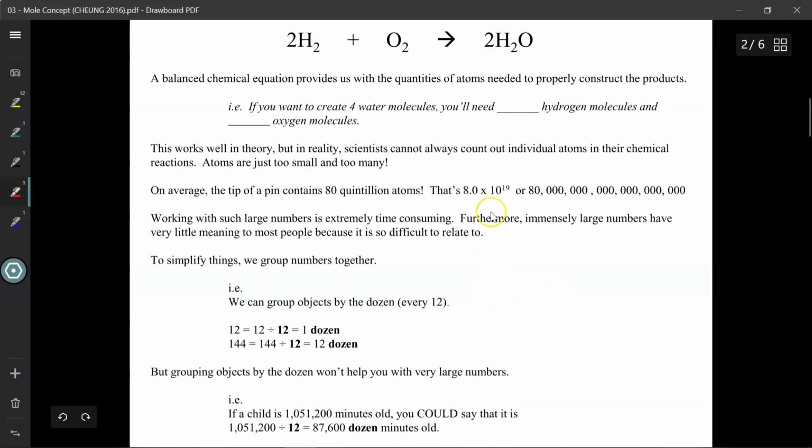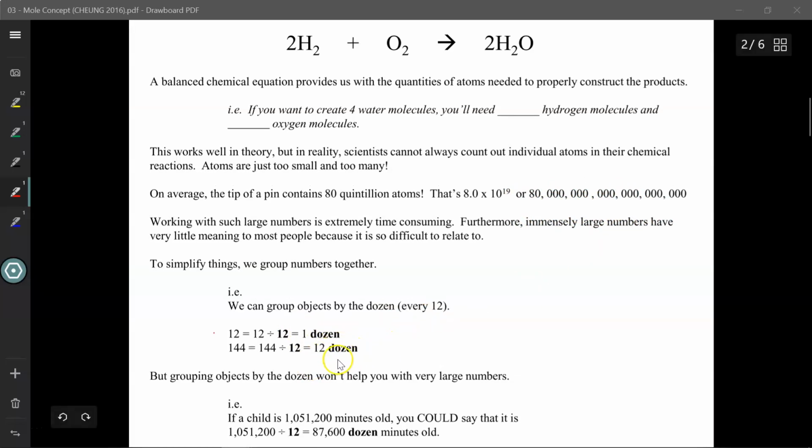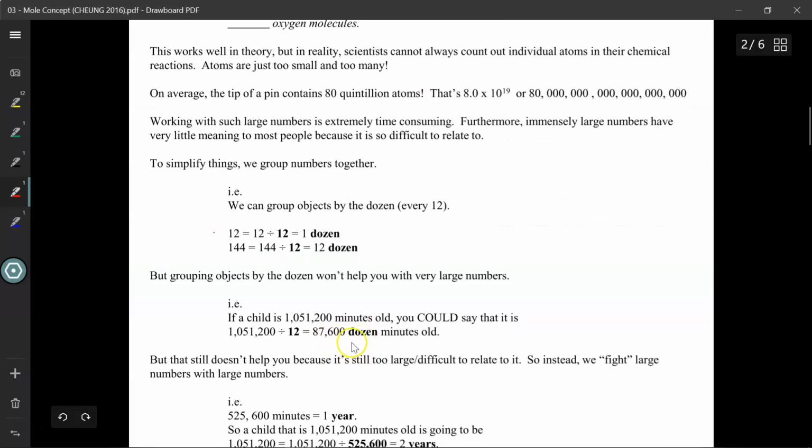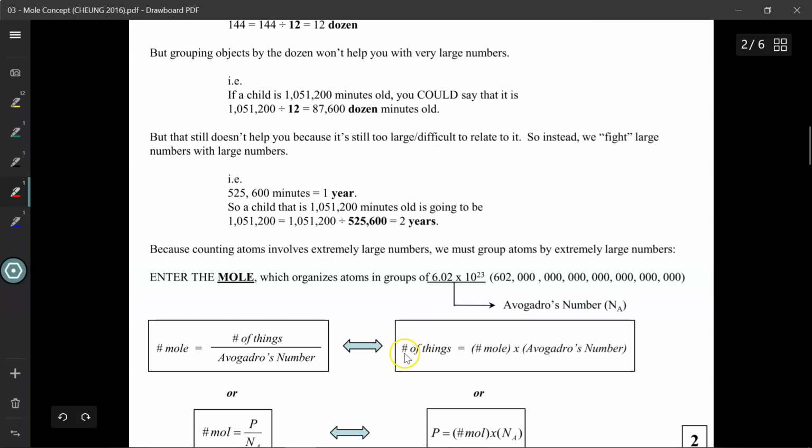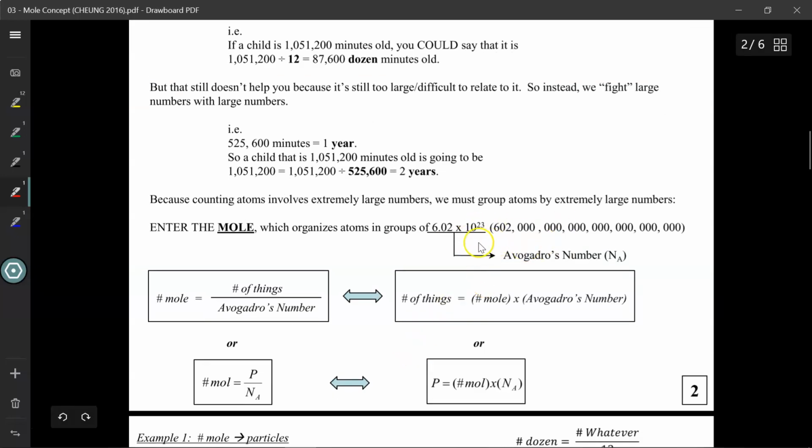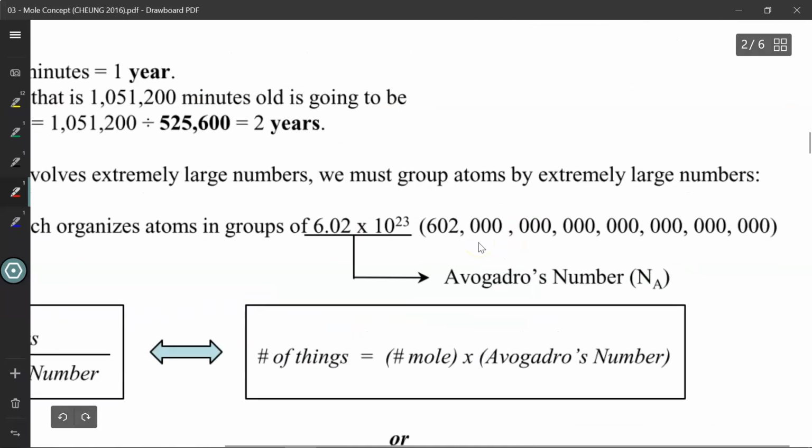So, when it comes to dealing with super ridiculously large numbers, it's easier for us to work with them if we group them together. But grouping them together by things like, for instance, the dozen, might not be helpful because the dozen is too small. It still provides us with a pretty large number, one that still holds very little meaning for us. So to fight big numbers, we need to use big numbers. And that's where the mole comes in.